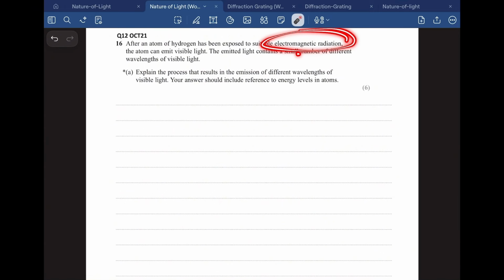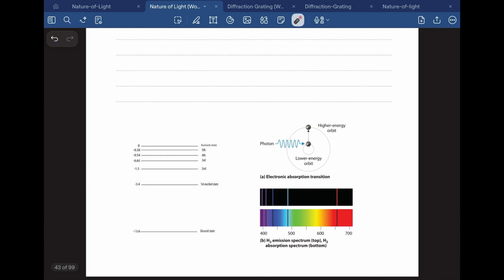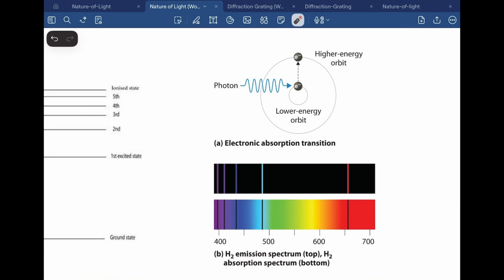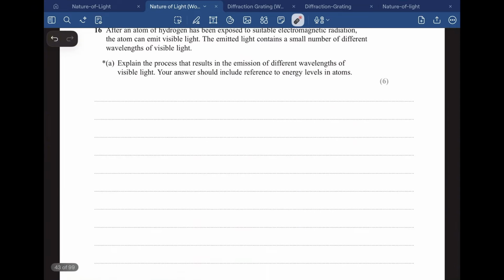What does electromagnetic radiation mean? We know electromagnetic radiation means photons. Photons are electromagnetic waves. So you are exposing a hydrogen atom to electromagnetic waves. You can think of it like this: an atom is exposed to an electromagnetic wave. Photon is an electromagnetic wave. So when the photon is moving, at that time this electron will absorb a photon, and then move to higher energy levels.